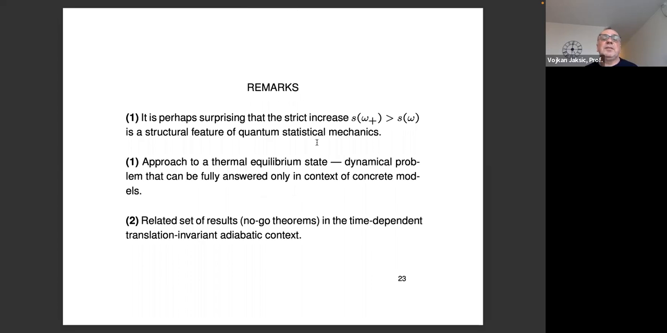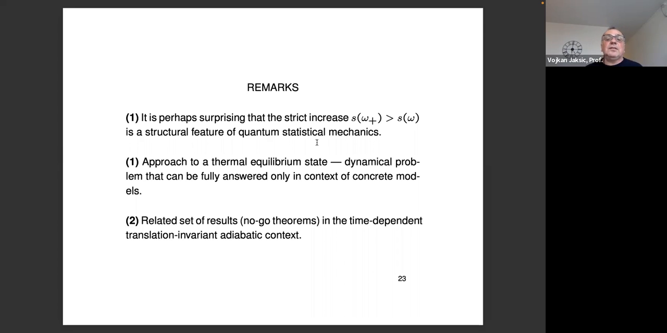Just let me make some remarks. It is perhaps surprising that we have here a strict increase of entropy as a structural feature of quantum statistical mechanics. Here we heavily use the entire structure of the equilibrium quantum statistical mechanics. One uses the Gibbs condition, one uses the Gibbs variational principle and so on. But it was not obvious, at least to us, from the beginning, that one does not need to go to concrete models to get strict increase, that it is actually a structural feature.